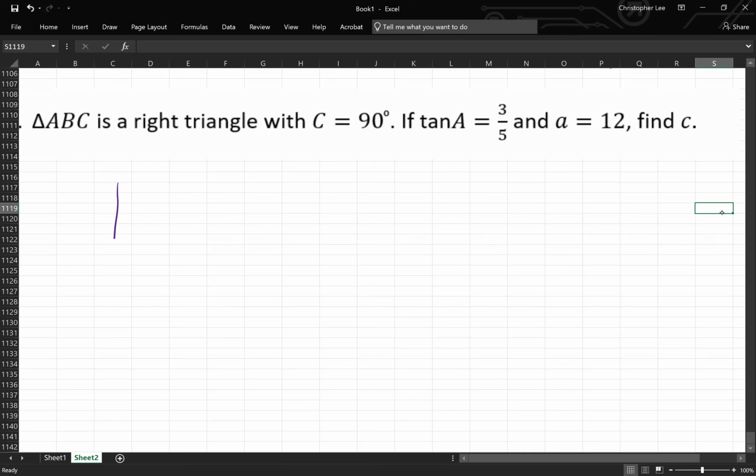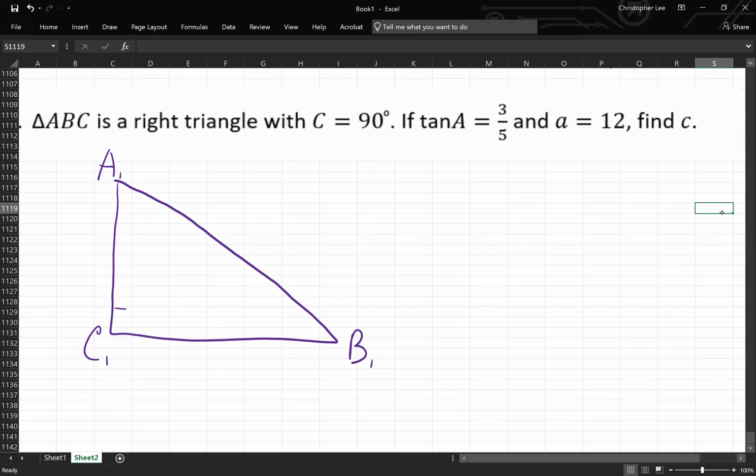I want to make two triangles. I'm going to call this one 1. So I'm going to say that this is A1, B1, C1. This is a right triangle. And this would be leg A1, leg B1, and this is leg C1. And then I'm going to make a second triangle.